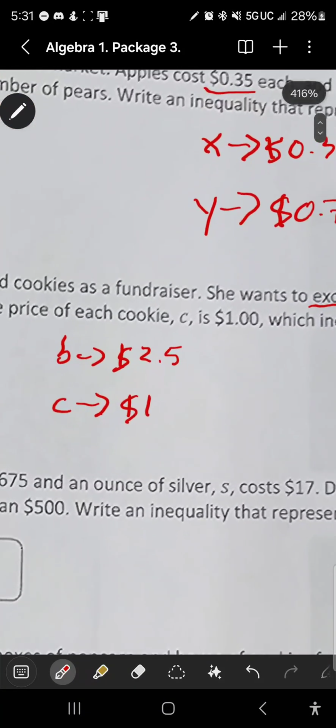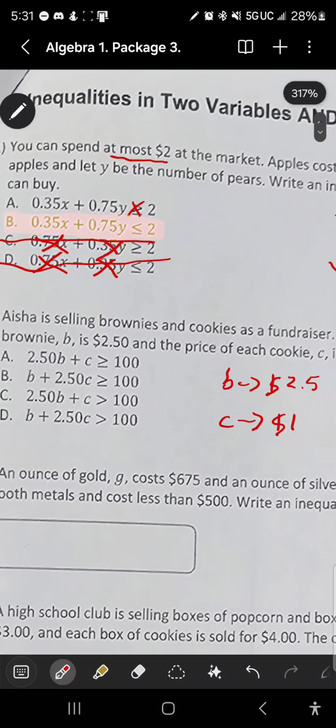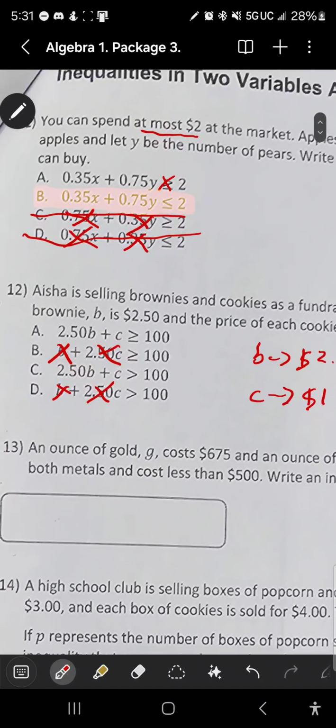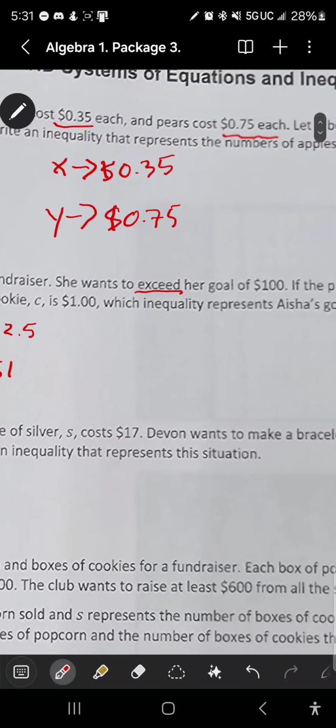So first, let's see the easy part. B is with 2.5, and C is with 1. So this is wrong, this is wrong, and we have left A and B. Now, this is kind of an interesting question because we are identifying if the 100 should be included or not.